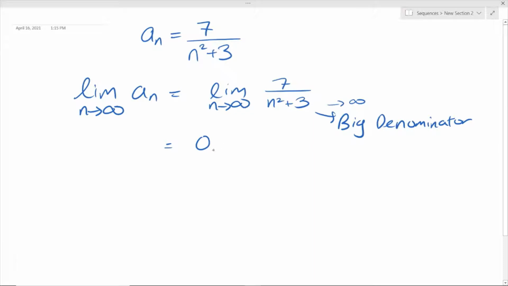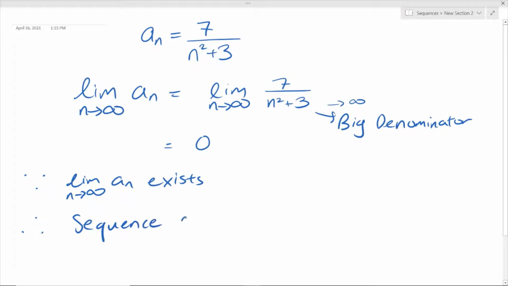Now here we get 0, and that's a finite number, right? The limit as n goes to infinity of a_n is equal to 0, and it exists. So since this is the case, therefore the sequence converges.